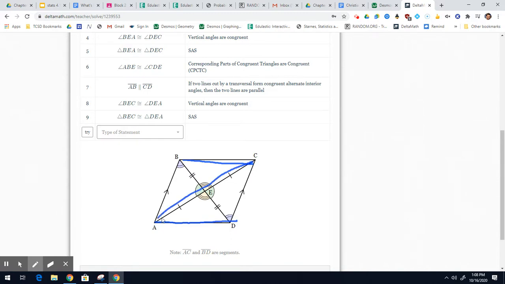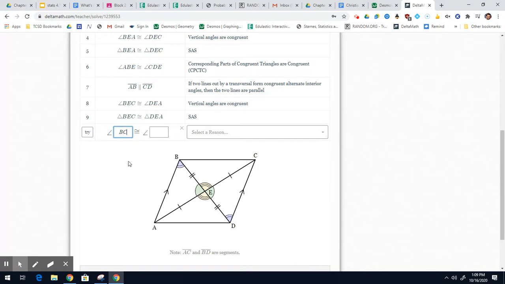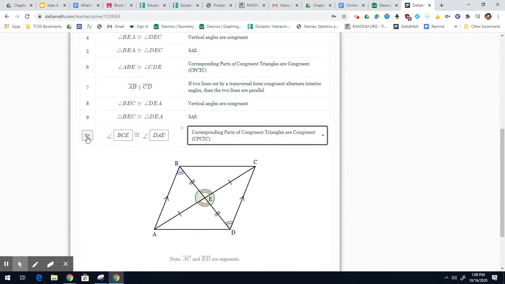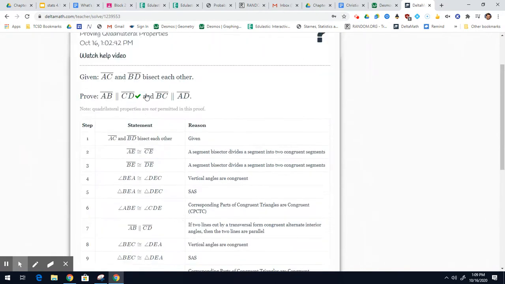Let's go ahead and make the actual Z. So you see the Z, right? Inside the Z, these angles will be congruent. That's going to be this angle up here and this angle down here. That would be BCE and DAE. They're going to be congruent because they're corresponding parts of congruent triangles. Angle BCE is congruent to angle DAE. And that is because of CPCTC. And now, since those two angles are congruent, and they are alternate interior angles, BC and AD are parallel.